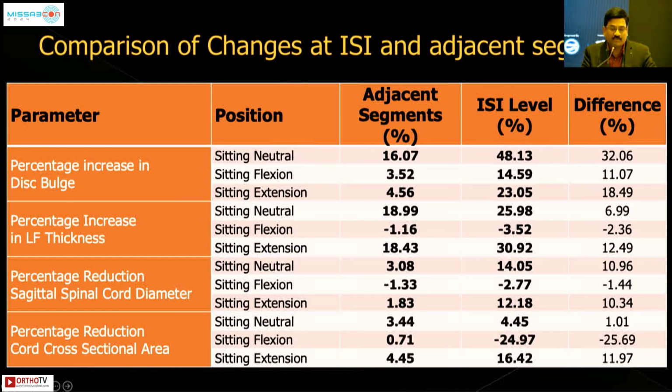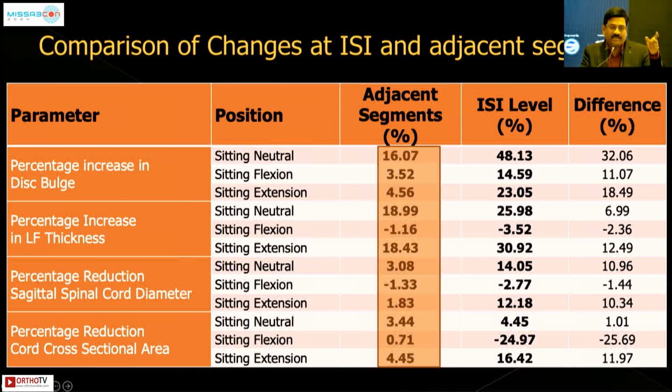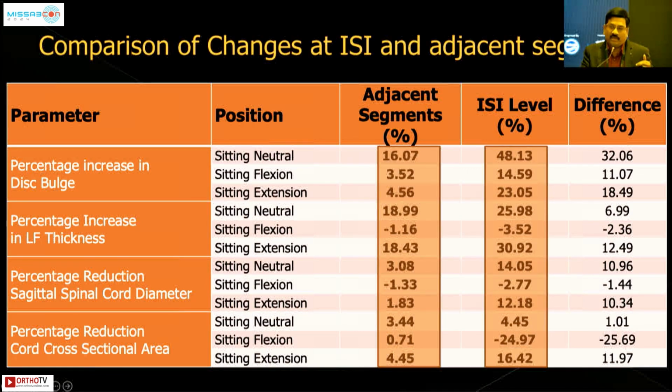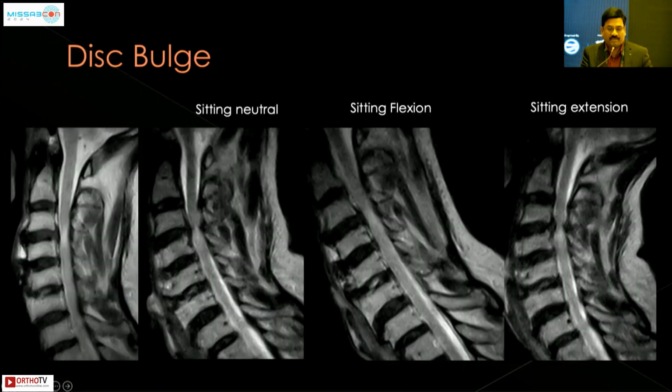Different parameters were used. In the comparison study, we took the measurements of the adjacent segments, above and below segments, and compared them to the level of signal intensity change. But we also know that axial loading can cause an effect in the normal segments as well. So we compared the adjacent segments along with the affected segments.